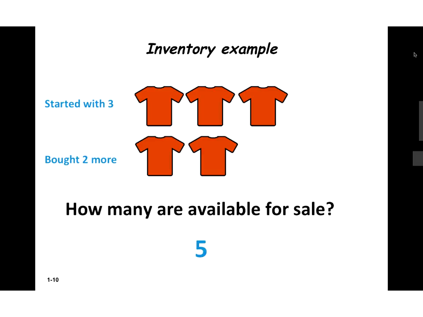So when we're answering this question, we have 5, right? So we had 3 we started with. We bought 2 more. We have 5 available for sale. We are doing units only here. So this first part of this conversation is about number of units.